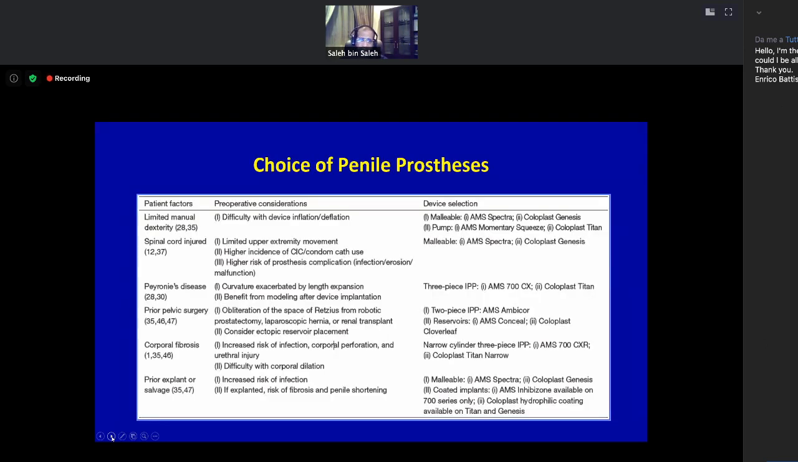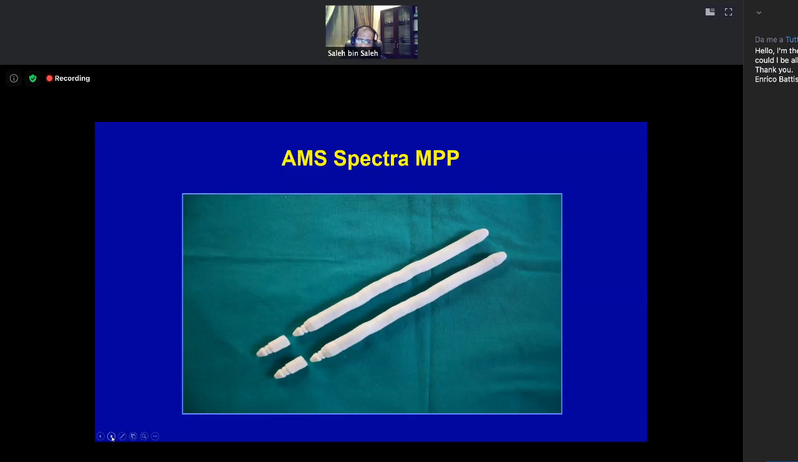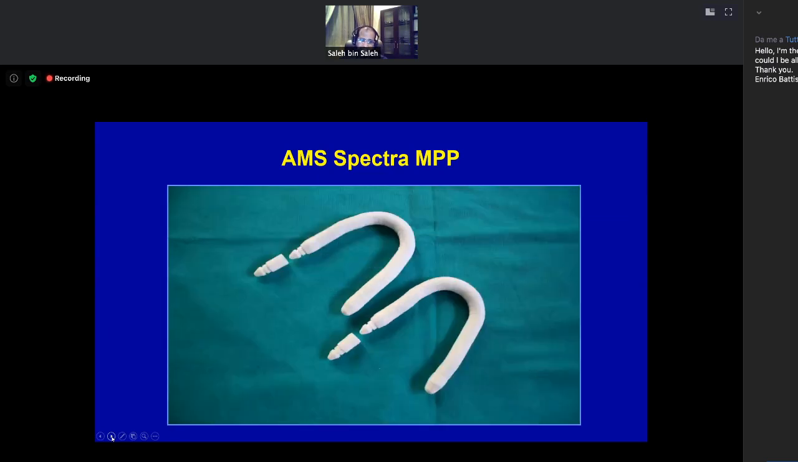This slide basically talks about the same thing that I have mentioned before. So, next slide. Now, when it comes to malleable penile prostheses, as I said before, we have the old Spectra from Boston Scientific. This has two cylinders with articulating segments. It's not available in the market anymore, and it has been largely replaced by the Tactra. Next slide, please.